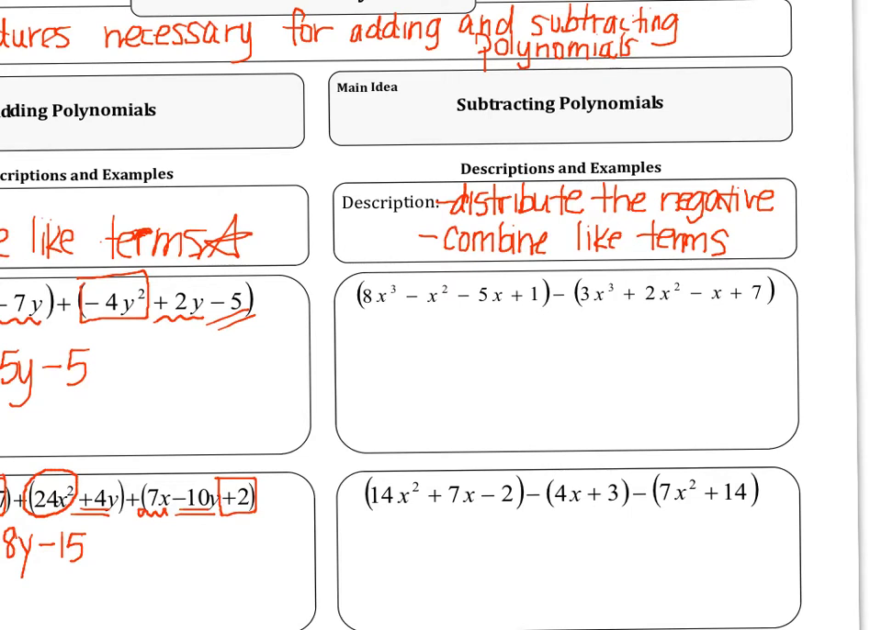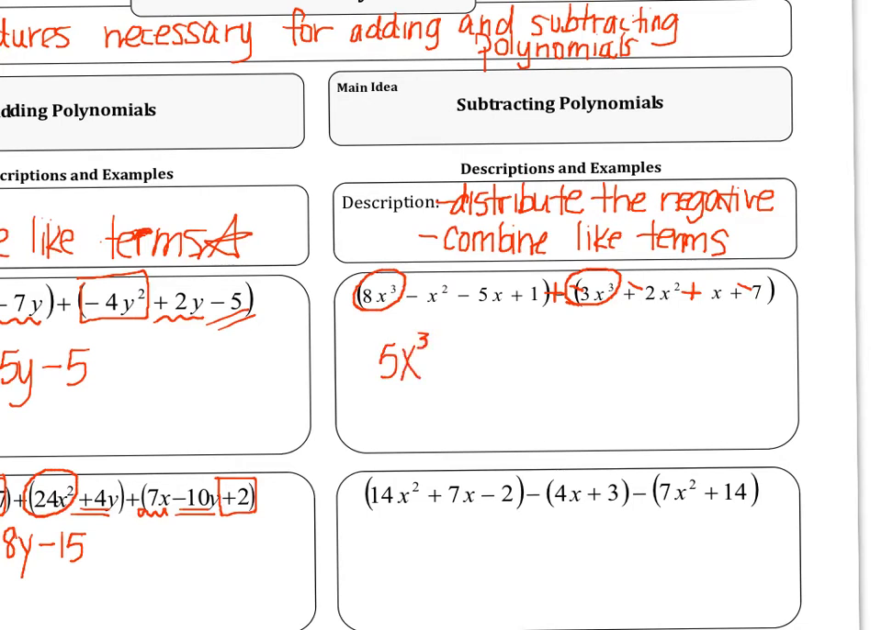So for this first example, I've got a minus sign in the middle, so I'm going to make that addition. And then I have to give the negative sign to everything else. So everything that comes behind it becomes the opposite. So it becomes negative 3y, negative 2x squared, plus x, and minus 7. So I distributed the negative by making everything else the opposite. Now I'm going to do exactly what I did for adding. So I've got 8x to the third and a negative 3x to the third. 8 plus negative 3 is 5. And I've still got x to the third power.